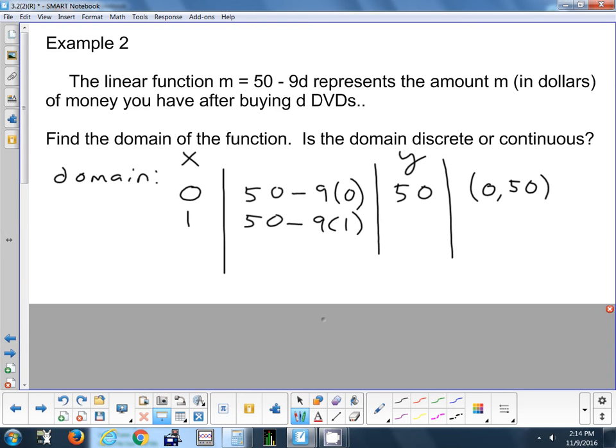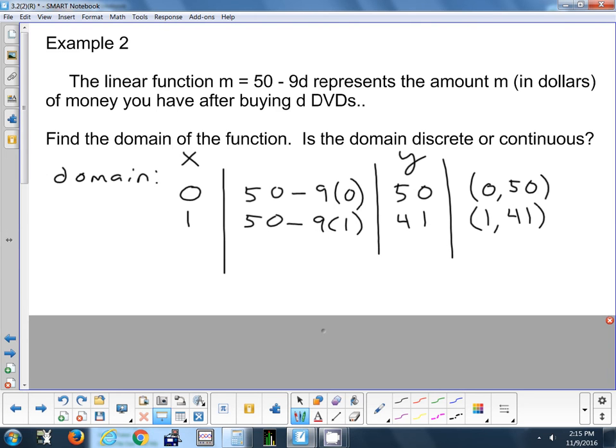If I buy one DVD, it's going to cost me $9. How much money would I have left after buying one DVD? Well, I'm only starting with 50, so I can't make money. But yeah, I'd have 41. All right. So if I buy one DVD, I'm going to be left with $41. Okay. Do I have enough money to buy 2? Yeah, I can buy 2.